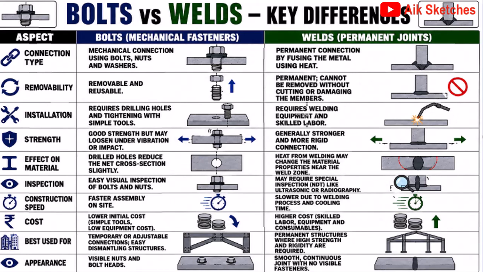Let's go to the third aspect, which is the installation. For bolted connections, the installation requires drilling of holes and tightening with simple tools. While for weld, it requires welding equipment and skilled labor. You need very skilled labor, especially a welder, to be able to undergo the welding.